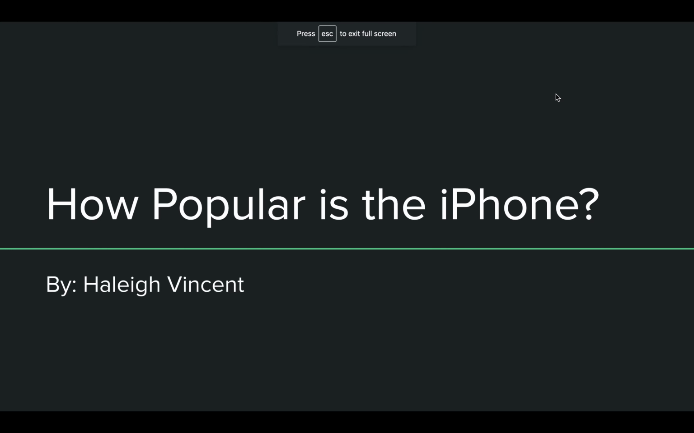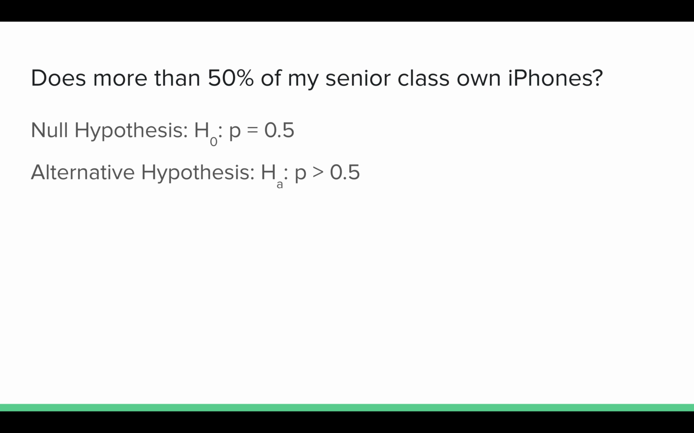For my statistics project, I was tasked with testing a hypothesis, so I decided to test how popular the iPhone really is. In order to do that, I had to come up with my null hypothesis, so I decided to test if more than 50% of my senior class owns iPhones. For this, my null hypothesis is p equals 0.5, and my alternative hypothesis is p is greater than 0.5. My alternative hypothesis is what I think the test is going to give me, and the null hypothesis is what I am testing against.